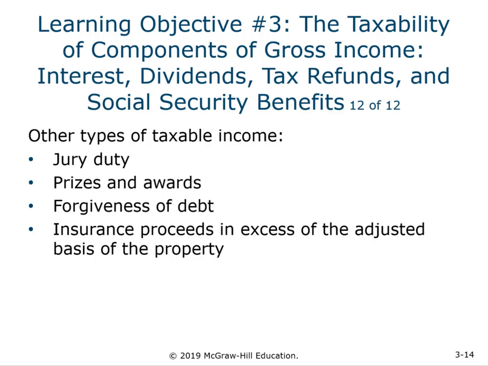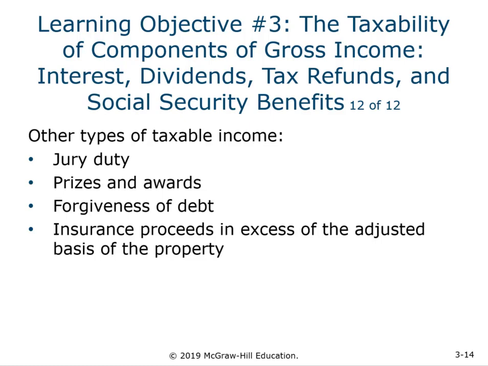Forgiveness of debt. Your credit card company decides to forgive your debt because you've written a letter telling them how broke you are, things like that. Most of the time, that forgiveness of debt is included in your AGI. A very odd outcome, because it's not like you got any money, it's just that you don't have to pay something. That benefit is considered income.